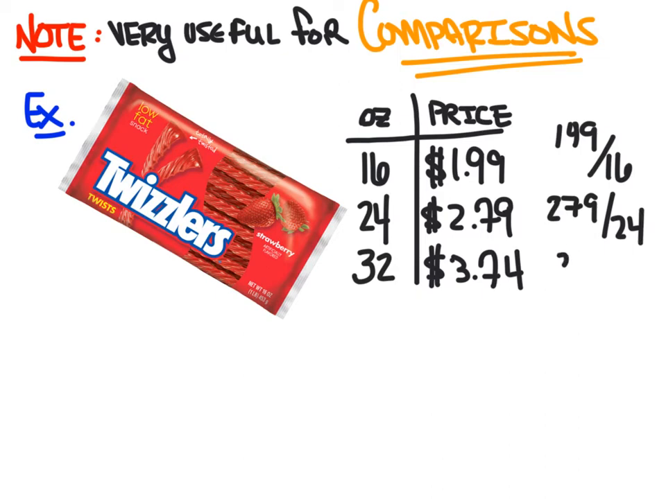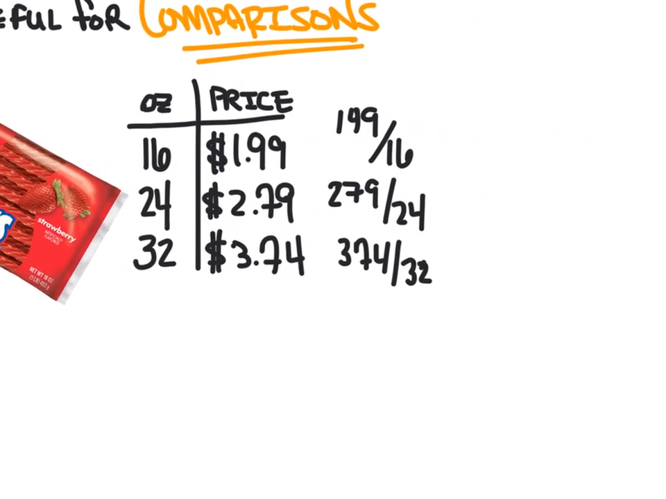And this is 374 cents per 32 ounces. Okay, but now as a buyer, when I look at these three things, I can't really tell what the best price is. But if I were to make this so that the denominator is 1 in each case, it'd be much easier for me to compare them, and that's what a unit rate is called. So I'm going to pause this and get these numbers for you.